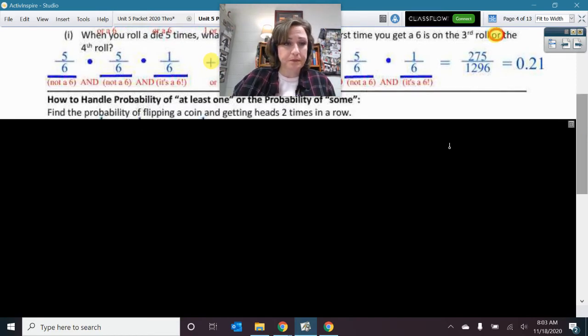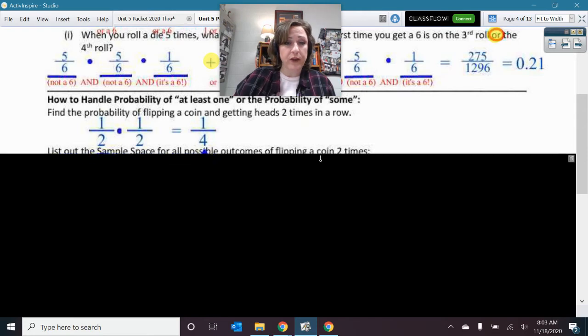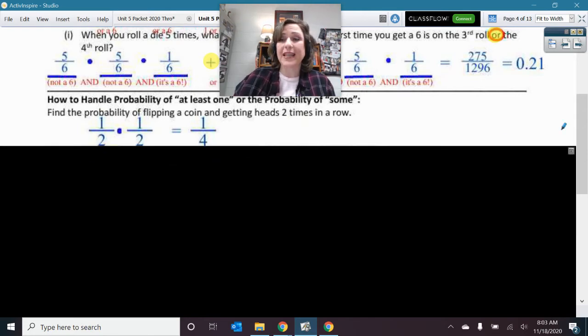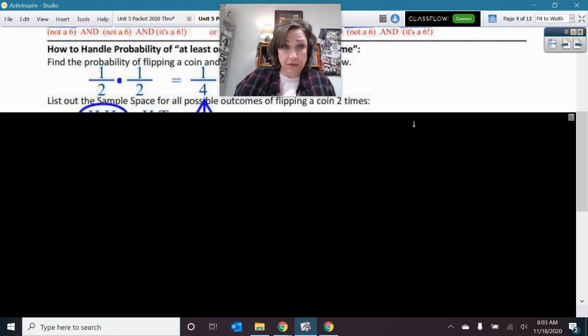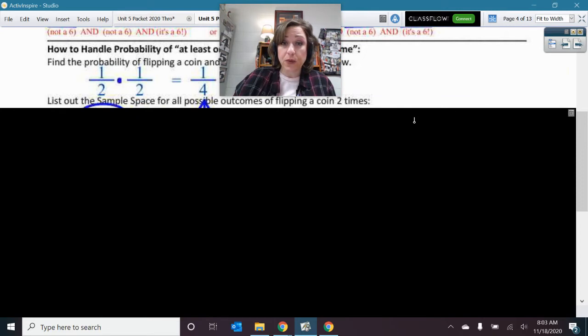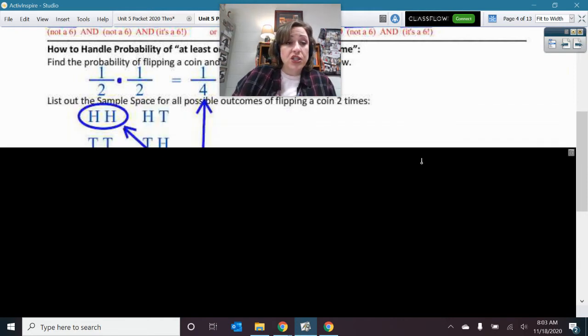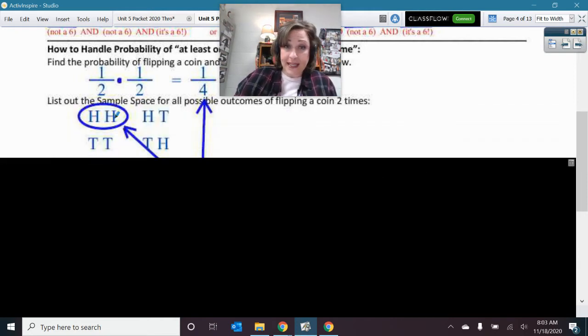Here we go. So let's find the probability of getting a heads on the coin flip twice in a row. We've already talked about that. Now, next, I want you to write out the sample space for all the possible outcomes that you can have when you flip two coins. So I have done that here: heads, heads; tails, tails; heads, tails; or tails, heads.